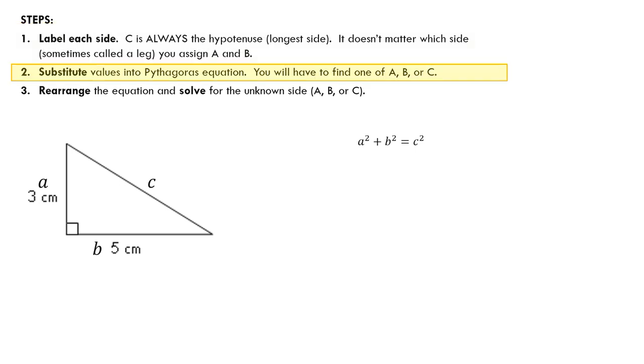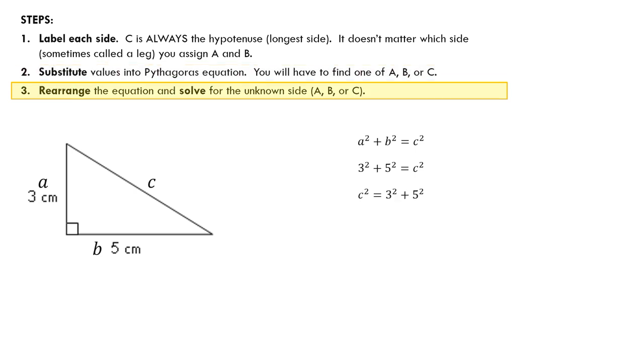Now we're going to substitute the values into the Pythagorean equation. You'll have to find one of A, B, or C. Well, we happen to know A and B, so we're going to be figuring out what C is in this case. Rearrange the equation and then solve for the unknown side.